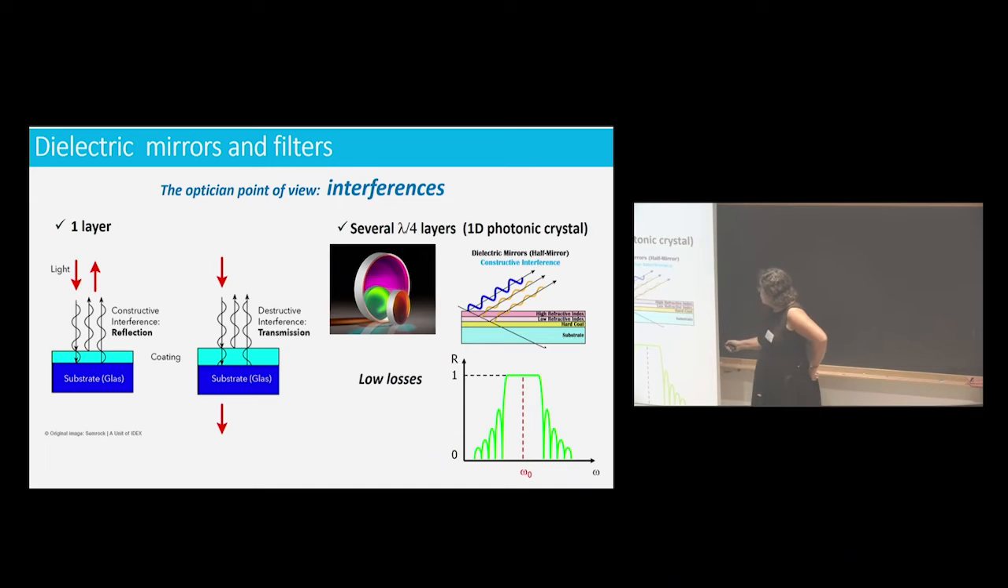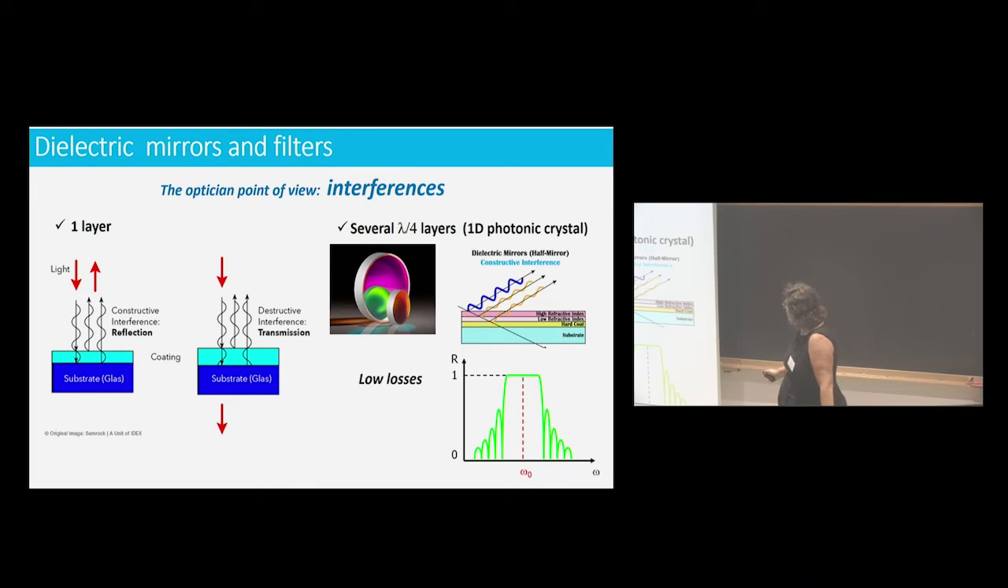When you buy a dielectric mirror, it's a little bit different. Instead of having one layer, you have many layers. So a few pairs of high and low refractive index, and each layer has an optical thickness which is typically λ/4.